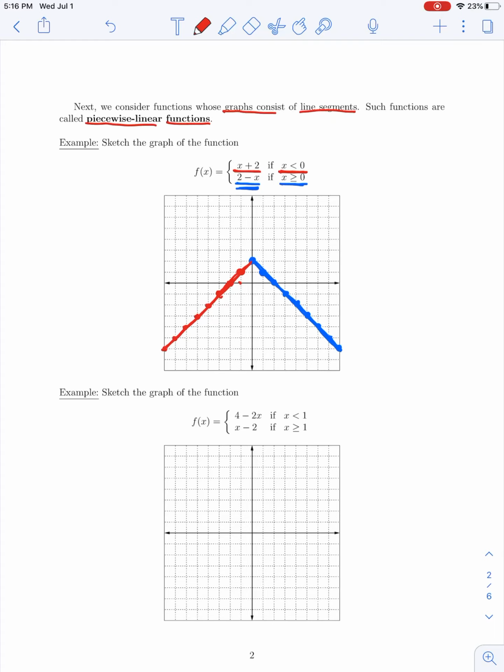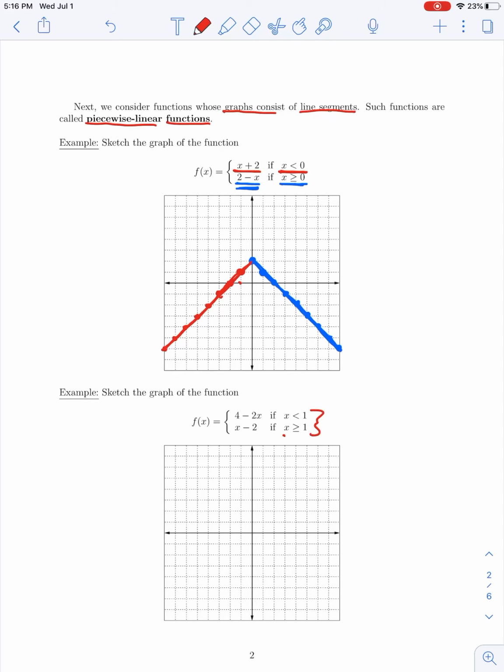All right. Now in our next example, we are asked to sketch the graph of the function f of x, which is 4 minus 2x if x is less than 1, and it is x minus 2 if x is greater than or equal to 1. So here, the value of our function changes definition when x is equal to 1. We can see we've got different definitions depending on what side of 1 we lie on.